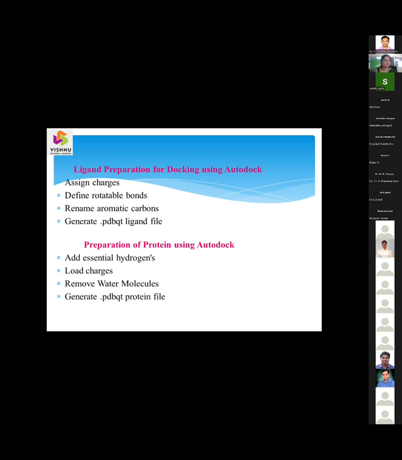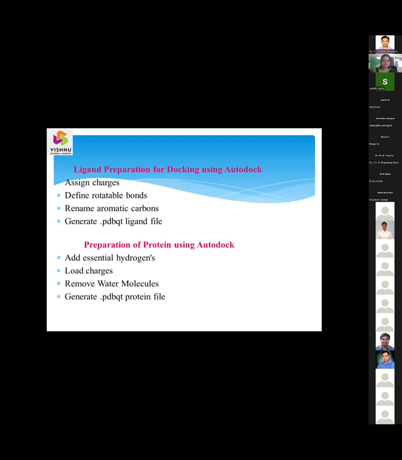After assigning the charges, we have to define the rotatable bonds. So how many rotatable bonds are there? Because these rotatable bonds are responsible for the flexible nature of the ligand. So we have to define how many rotatable bonds are there in the ligand you have chosen. Here the rotatable bonds are generally the single bonds. The single bonds will be responsible for the orientation or the 3D geometrical structure of the ligand. So if more rotatable bonds are present, the ligand is more flexible.